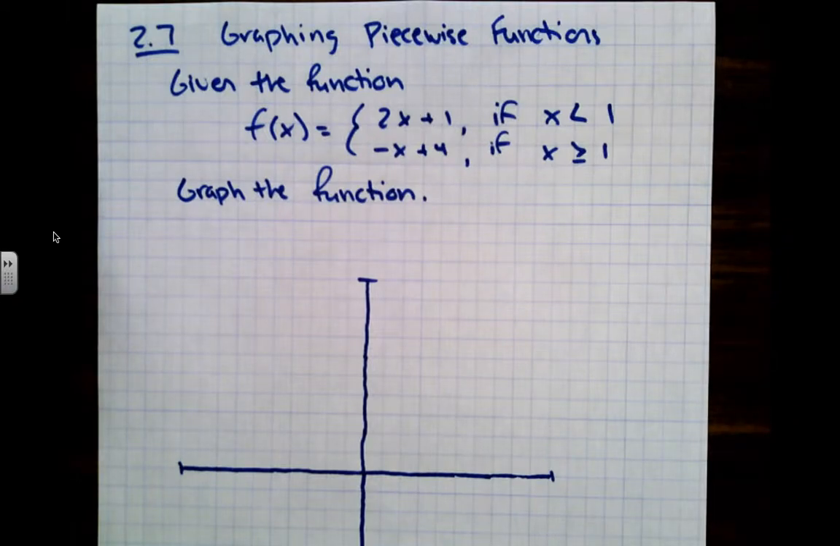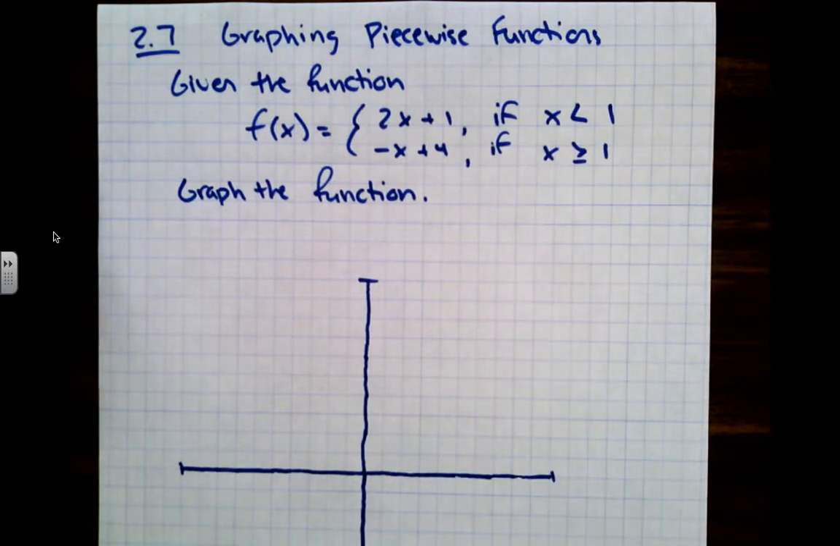What we're going to take a look at here is graphing a piecewise function. This is the same function that we worked with in the last video for evaluating the piecewise function. We're given the function 2x plus 1 if our x values are less than 1, and the function is equal to negative x plus 4 if our x values are greater than or equal to 1.